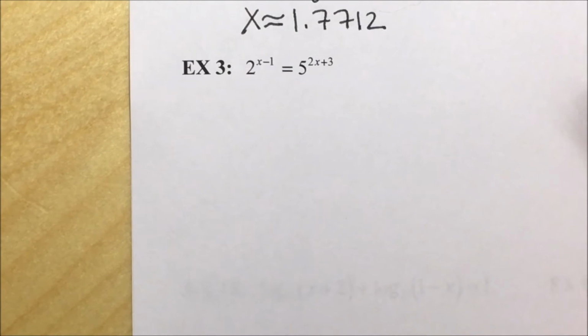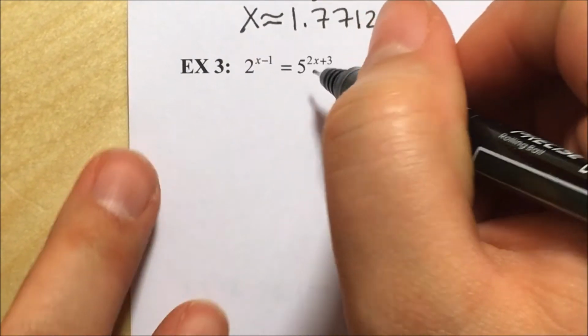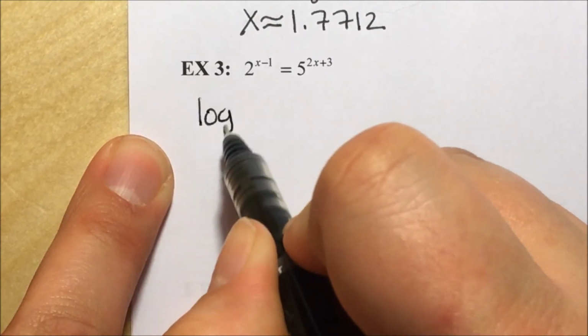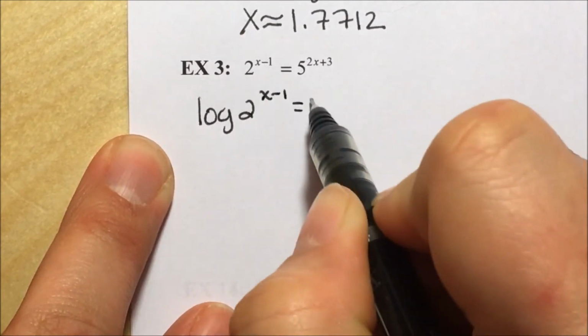So instead, we're going to do the log of both sides. And since I have no coefficients, I don't have to worry about moving anything over like I did in example 2. So I'm just going to straight take the log of both sides right at the beginning.